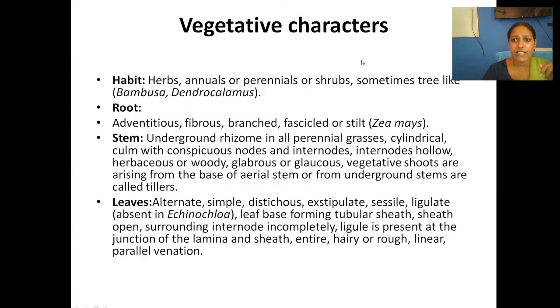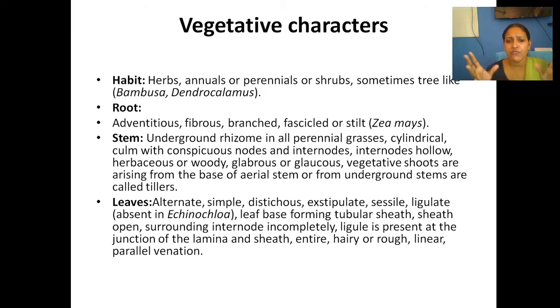And these are the vegetative characteristics. The majority are herbs, annuals, and perennial shrubs. Sometimes tree-like, Bambusa is a tree. You could see adventitious roots are there. The stem has nodes and internodes. That is a feature. At the node region you could see a lot of glabrous hairs.